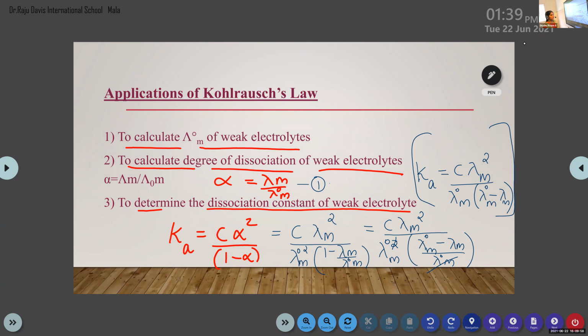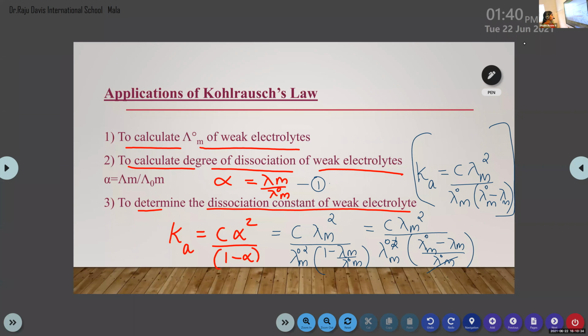So these three are the main applications of Kohlrausch's law. And this Kohlrausch's law is mainly applied for weak electrolytes. Okay. First application, it is to calculate the limiting molar conductivity of weak electrolytes. It is to calculate the lambda m0 of weak electrolyte. Then the second one, to calculate the degree of dissociation of weak electrolytes. That is alpha is equal to lambda m by lambda m0. Then the third one is to determine the dissociation constant of weak electrolyte.